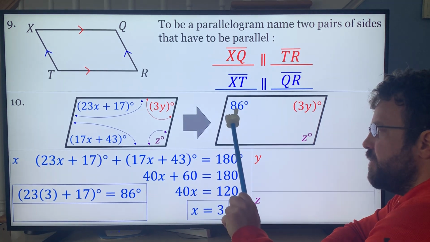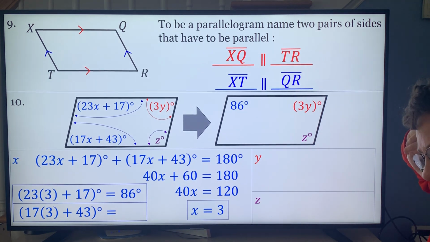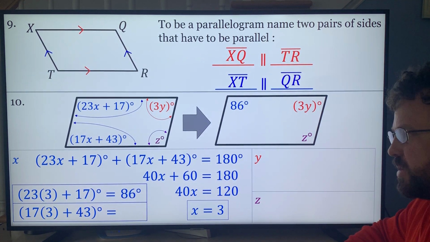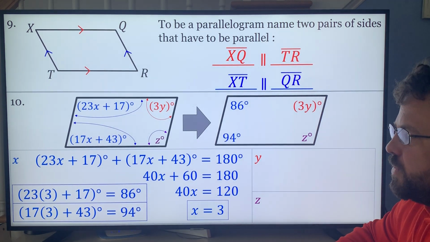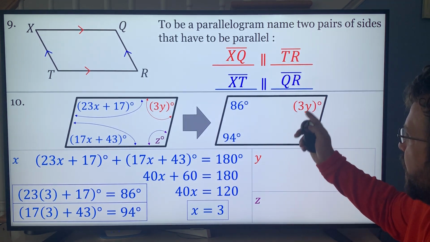Now we can either do 180 minus that to get the answer, or 17 times 3, which is 51, plus 43 is 94. Notice they add up to 180. So now we can find y and z.